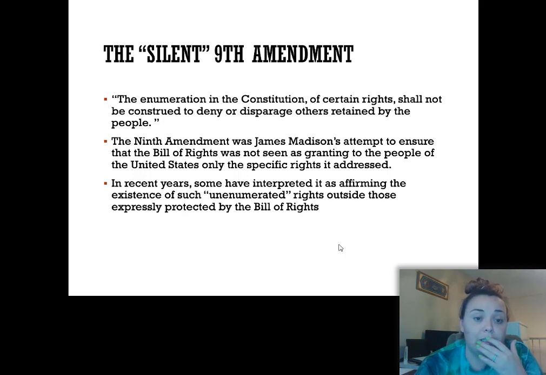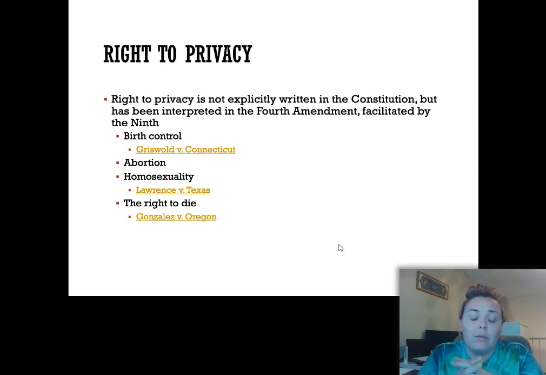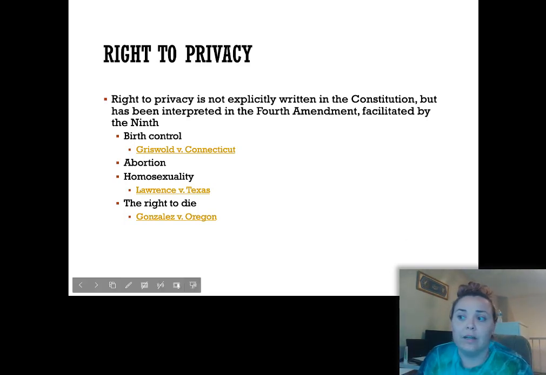And that's extremely important because you'll see that some of these unenumerated rights, rights that are outside of the ones specifically expressed in the Bill of Rights, have presented themselves, right? You have the right to do what you want in the privacy of your own home. And so you've seen a lot of things argued under this: birth control, abortion, homosexuality, the right to die. Do you have the right to physician-assisted suicide if you're terminally ill, or even if you're not? So these are just some of the ones that have been protected under the Ninth Amendment's rights.